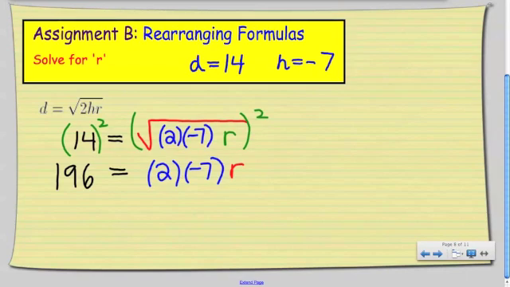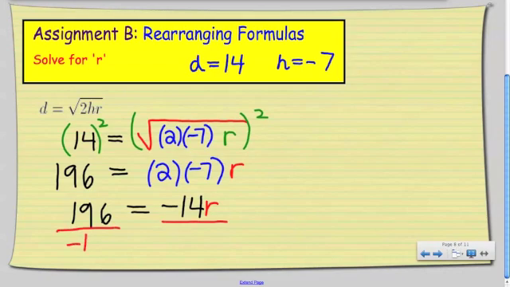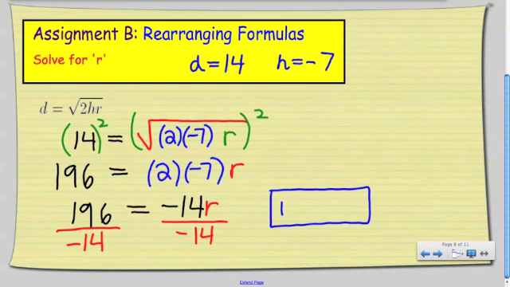So I want to see you guys taking notes. 196 is equal to 2 times negative 7, which is negative 14R. So we have to simply divide both sides by negative 14, which gives me a final answer. 196 divided by negative 14 is simply negative 14. So R is equal to negative 14.